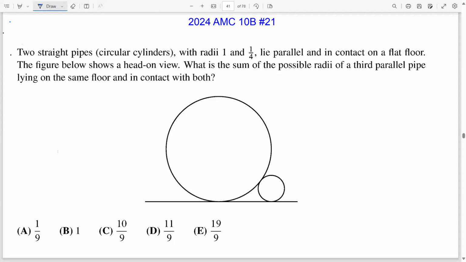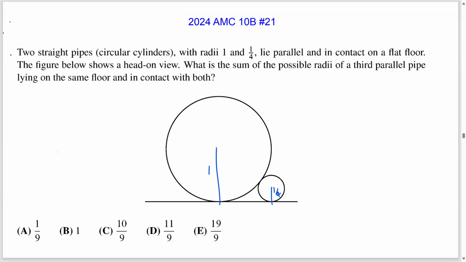Two straight pipes with radii 1 and 1/4 lie parallel and in contact on a flat floor. The figure below shows a head-on view. What is the sum of the possible radii of a third parallel pipe lying on the same floor and in contact with both?